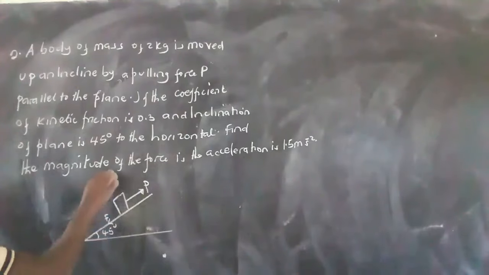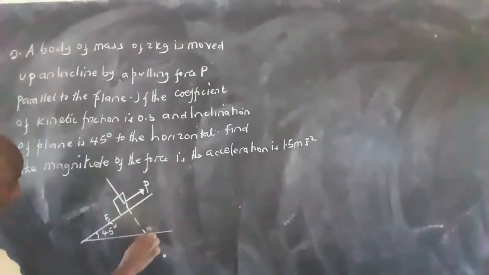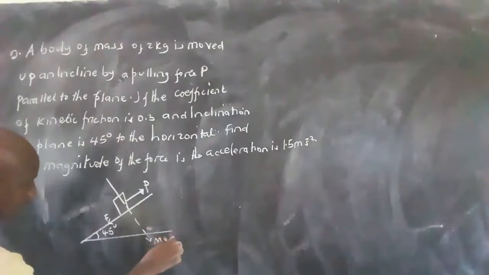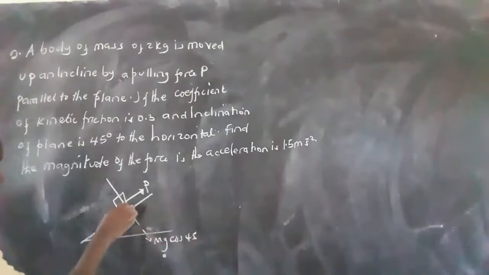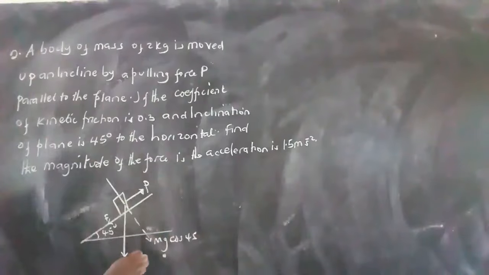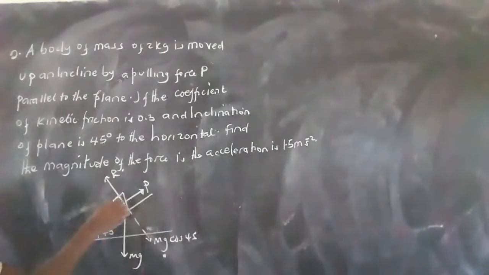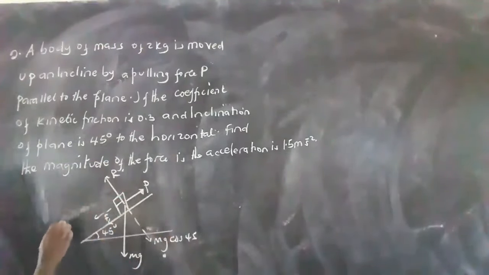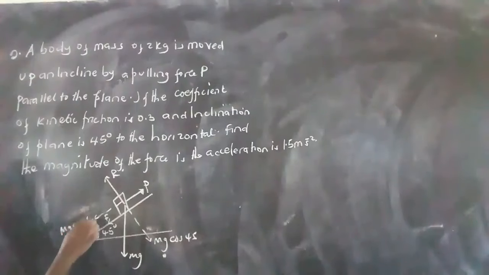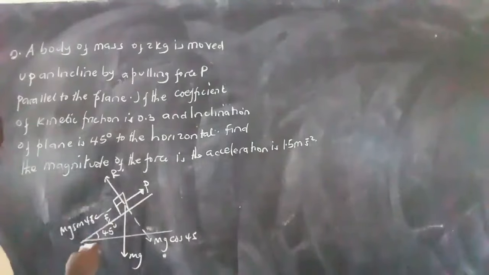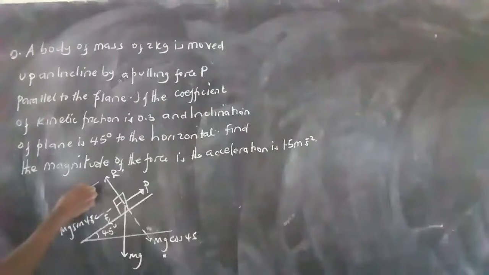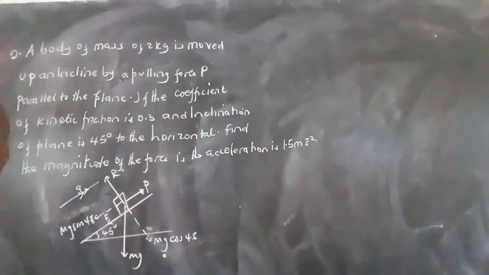And then here we have mg cos of 45, then here we have mg, normal reaction here. Then here we shall have mg sine of 45, 45 here, like that. So now we are saying that if it is pulled up, so the acceleration is up. So what is the resultant force?